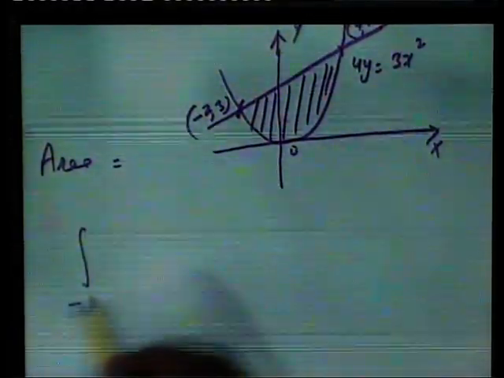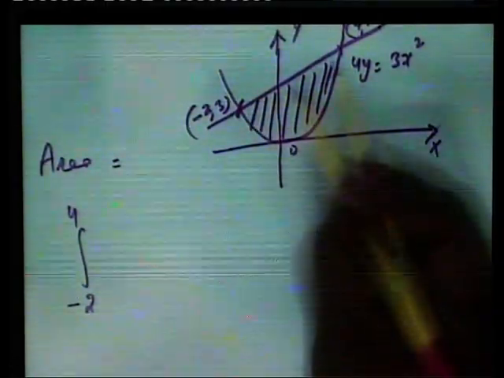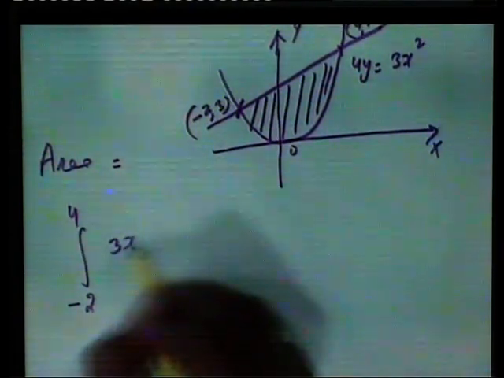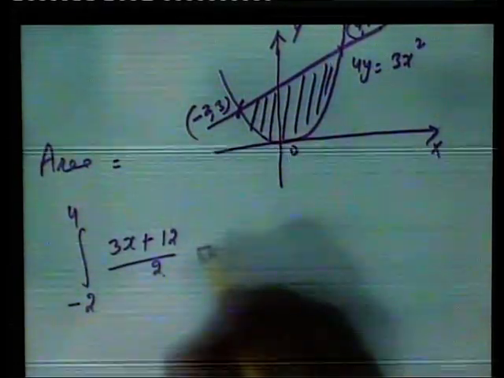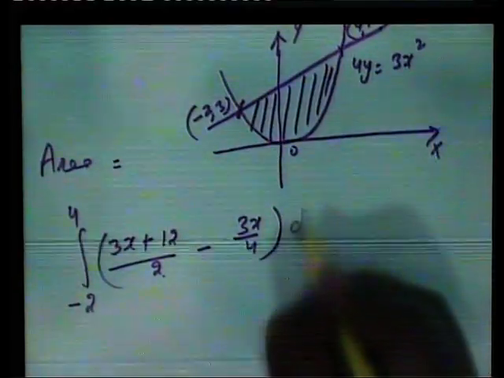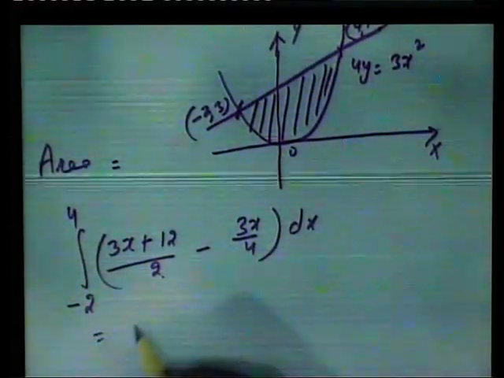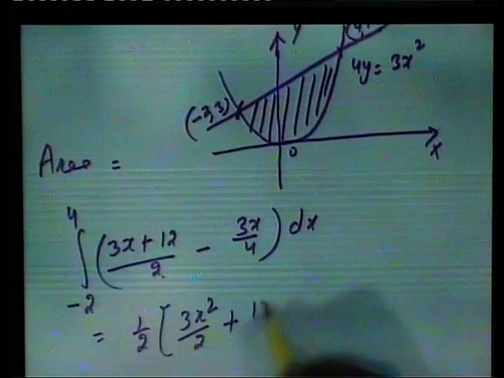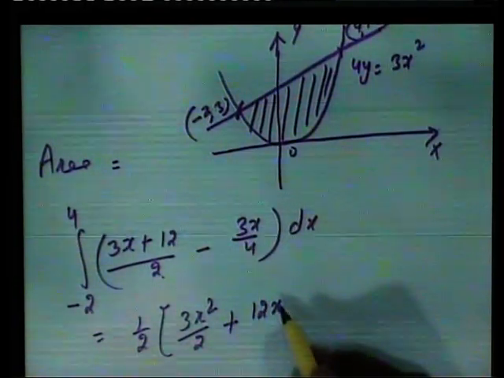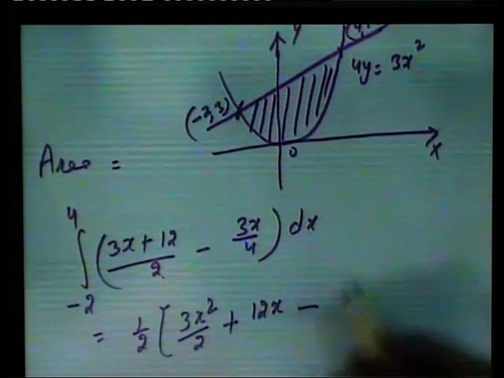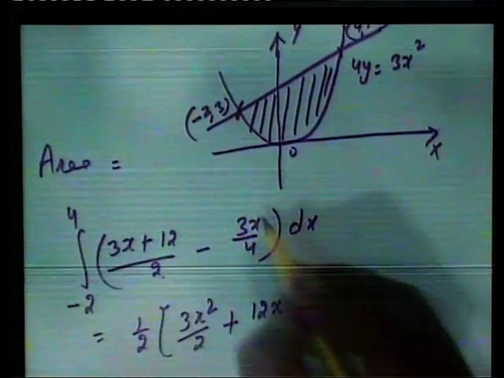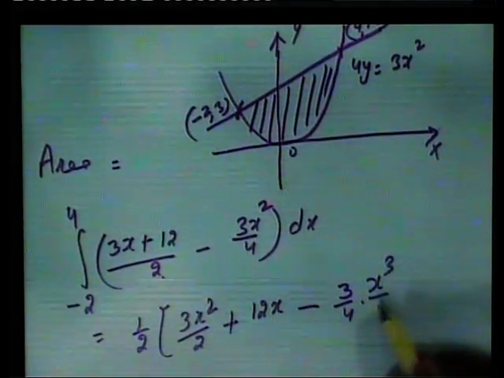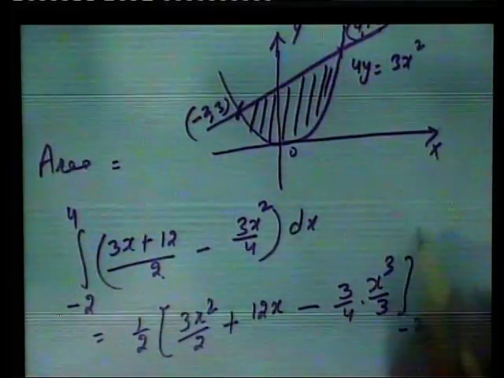integral from minus 2 to 4, on top is this line, from the line we take out y, y from the equation of the line: 3x plus 12 upon 2 minus 3x square by 4, dx. That is equal to 1 by 2, integral of 3x is 3x square by 2, plus integral of 12 is 12x, minus 3 by 4 constant, integral of x square is x cube by 3. Limits are from minus 2 to 4.